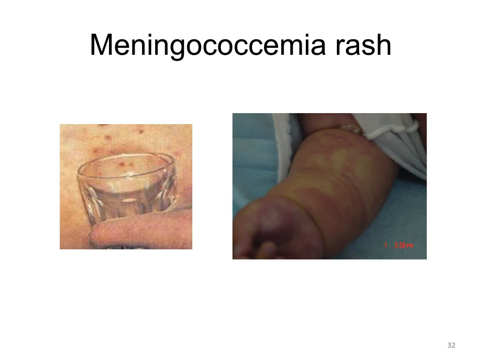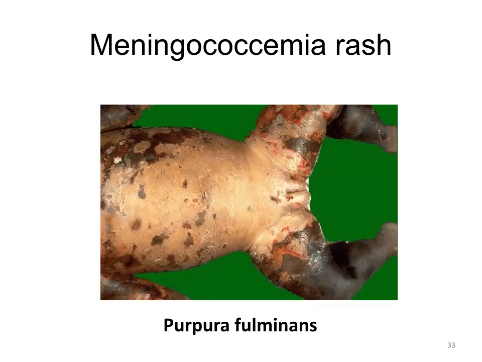The meningococcemia rash generally does not blanch on pressure, but can be very severe, accompanied by shock. When generalized and accompanied by shock, the condition is called purpura fulminans and often leads to death.